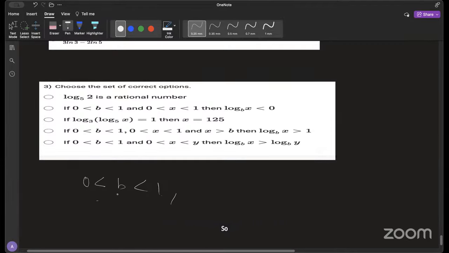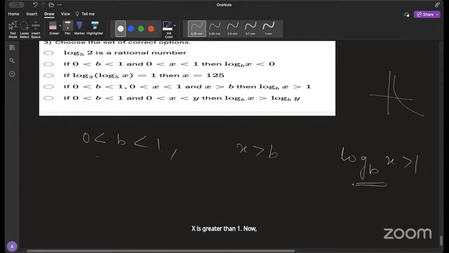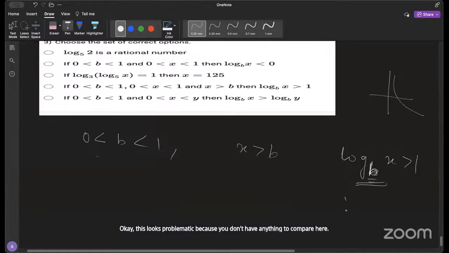So, your base is given to be between 0 and 1, right? b is the base, and that means your function is a decreasing function. So, it's of this form. And it says if your x is greater than b, then log base b of x is greater than 1. Now, this looks problematic because you don't have anything to compare here. So what you do here is you take log x, then take a value from 0 to 1 and then check. No, I don't think you need to do that.